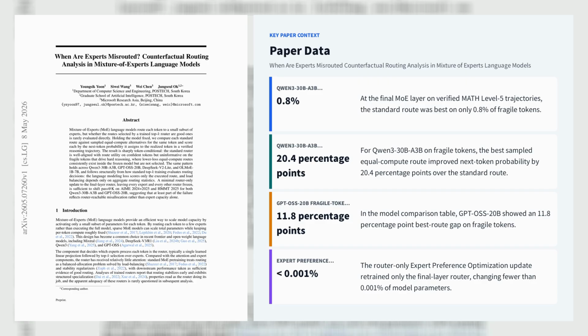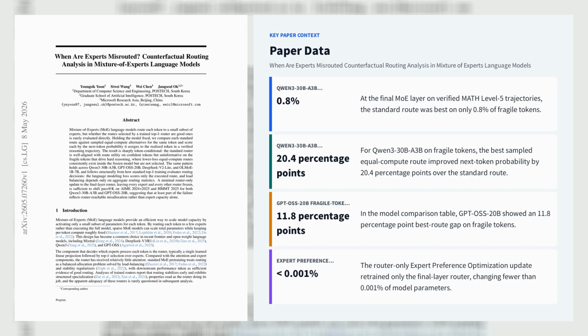The key result is strongly token-conditional. On confident tokens, the standard route is near optimal, but on fragile tokens, it becomes almost uninformative. For Qwen3-30B-A3B at the final MoE layer, the standard route is best on only 0.8% of fragile tokens, while the best sampled equal-compute route improves next-token probability by 20.4 percentage points. Similar fragile-token gaps appear on AIME and HMMT at about 19 points, on GPT-OSS-20B at 11.8 points, on DeepSeek-V2-Lite at 24.9 points, and on OLMoE-1B-7B at 20.8 points.